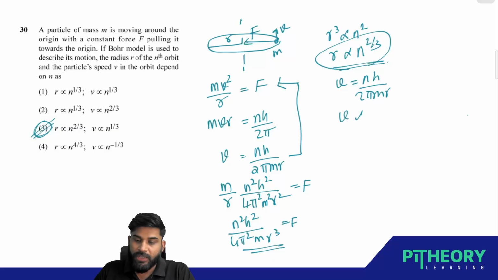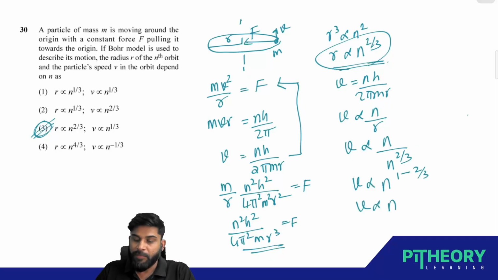So V is proportional to N by R, you can write, correct? H and M will be constant only here, correct? R is already proportional to N to the power 2 by 3, so V is proportional to N divided by N to the power 2 by 3. So V is proportional to what? N to the power 1 minus 2 by 3, or N to the power 3 minus 2, 1 by 3. So your answer very clearly here, V is proportional to what? N to the power 1 by 3 only. Okay, so we reassure this.